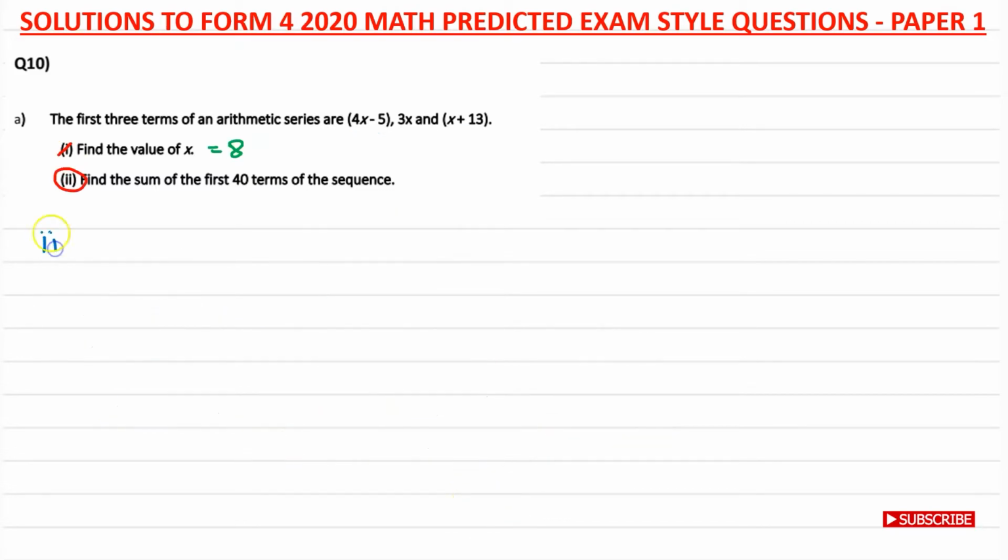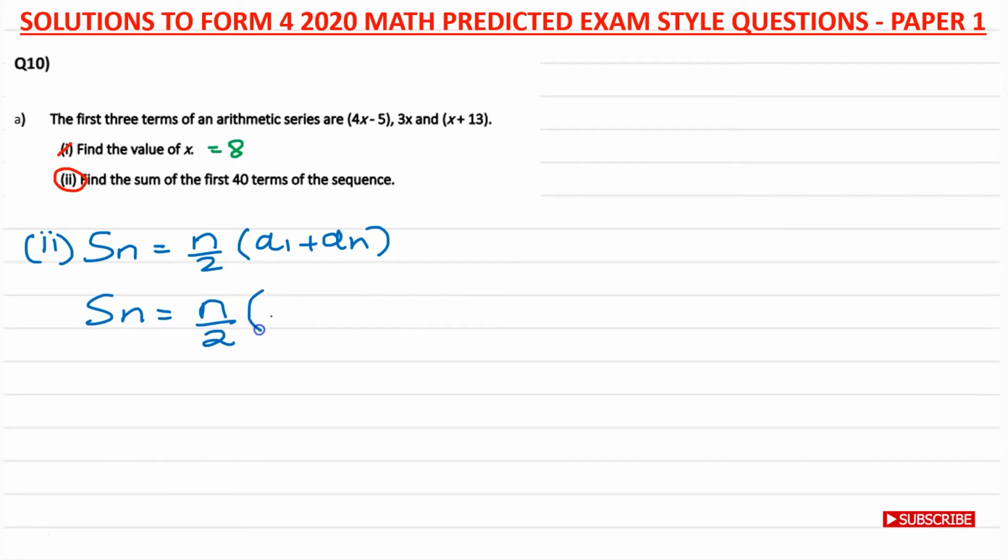And now for part II, we're told to find the sum of the first 40 terms. We know x is equal to 8. Now there are two versions of the formula for the sum of the series. So let's just show that. One of the versions says Sn equals n over 2 times a1 plus an. That is one of the versions, the sum of the first n terms. Now the second version is Sn equals n over 2, and then you have 2a1 plus n minus 1 d.